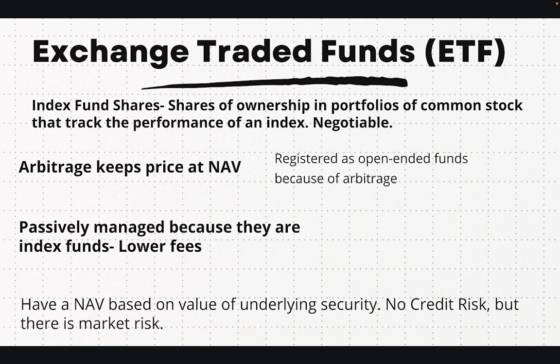Exchange traded funds. Okay, these are index fund shares. So they're shares of ownership in portfolios of common stock that track the performance of an index, and they are negotiable. Arbitrage of these keeps the price at NAV, net asset value. They're registered as open-ended funds because of arbitrage. They're passively managed because they're index funds, so there are very low fees associated with them. And they have an NAV based on the value of the underlying security. There's no credit risk, but there is market risk.